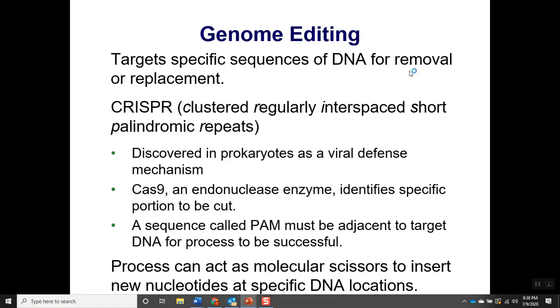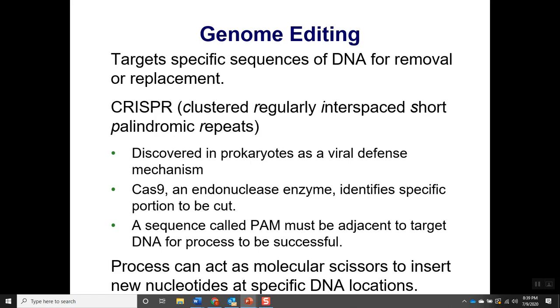Okay, next, gene editing is a really cool tool that is relatively new in biotech, but it does just what it sounds like. It edits DNA. CRISPR is one of the leaders in this field. CRISPR stands for Clustered Regularly Interspaced Short Palindromic Repeats. That's a mouthful, but it was discovered in prokaryotes as a viral defense mechanism.